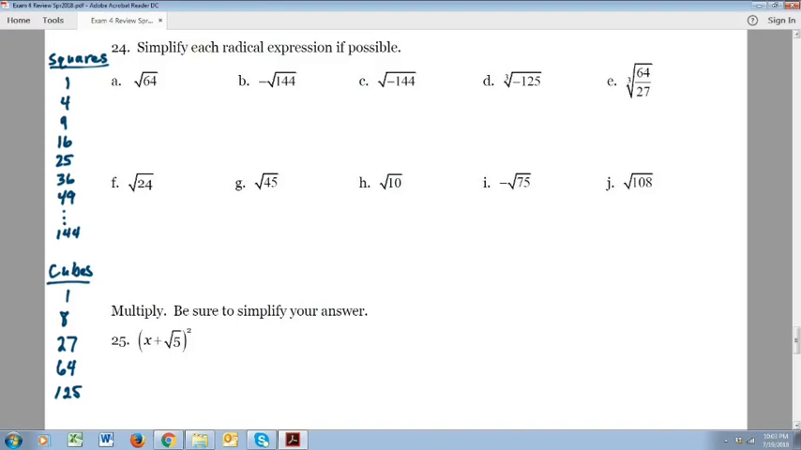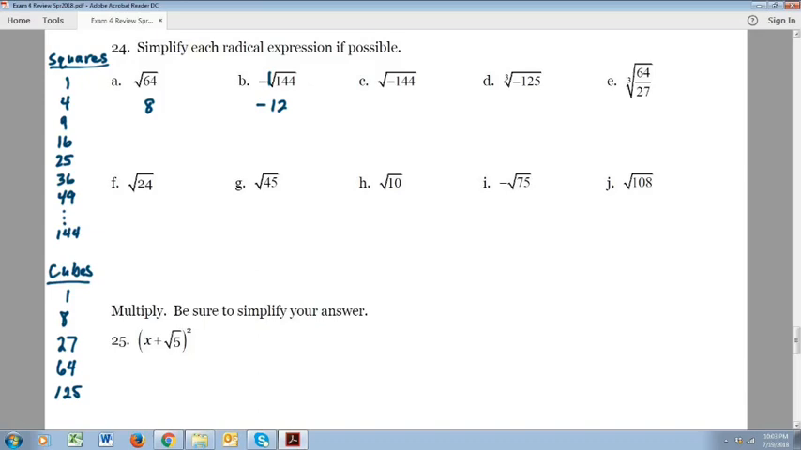So on letter A there, that's square root of 64. What number squared gives you 64? That would be 8. And notice B, you could think of this as negative 1 times the square root of 144. So you're going to get a negative number. And of course, the square root of 144 is 12. So we get negative 12.